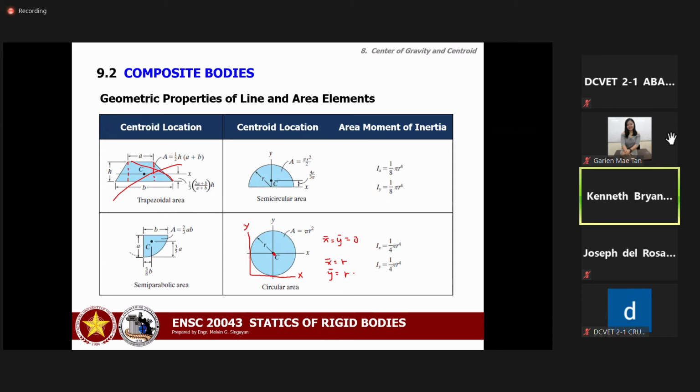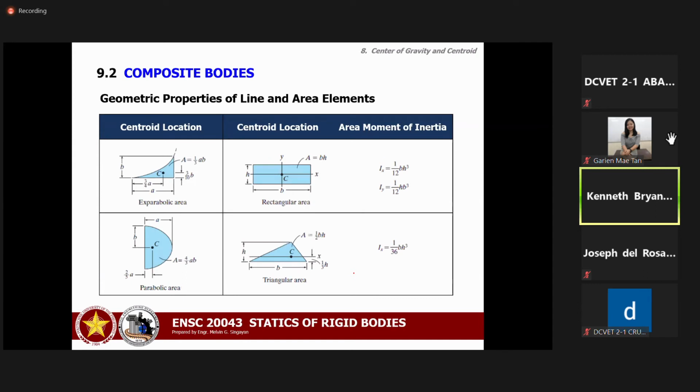So these are just references. You should know how to use the formula. Then you have the formula for a parabolic area. Then if you have a rectangular area, nasa libro din naman yan and nasa lecture din. So, ang ano ko lang, you should know how to use the formulas. Take note of the reference axis.